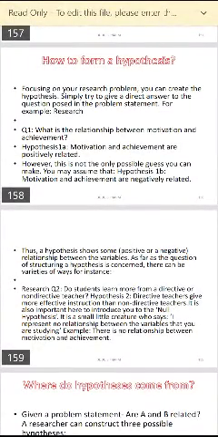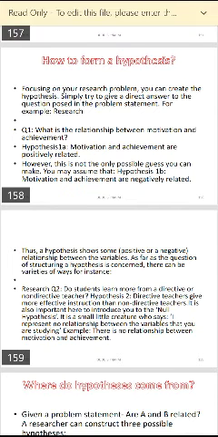Let's see how to form a hypothesis. Although I explained a little above, let's go and see. Focusing on your research problem, you can create the hypothesis. Simply try to give a direct answer to the question posed in the problem statement. For example, maybe you have research question one: what is the relationship between motivation and achievement? Hypothesis one: motivation and achievement are positively related.